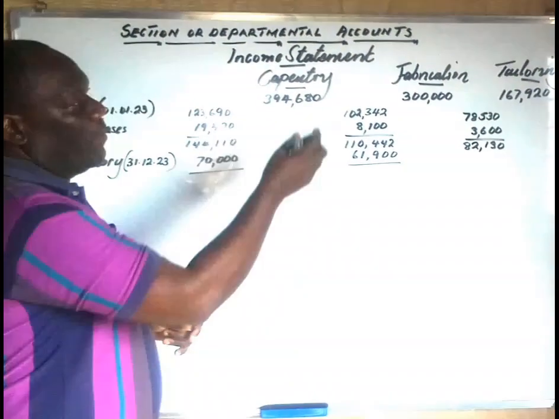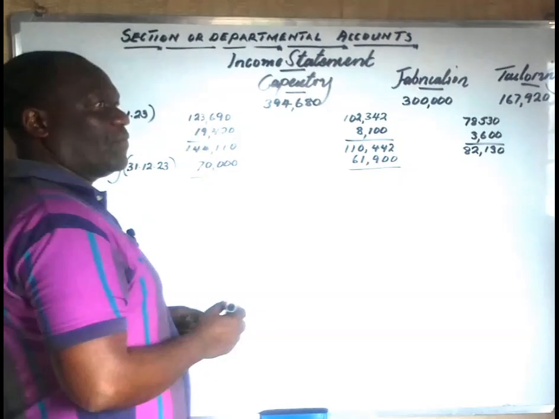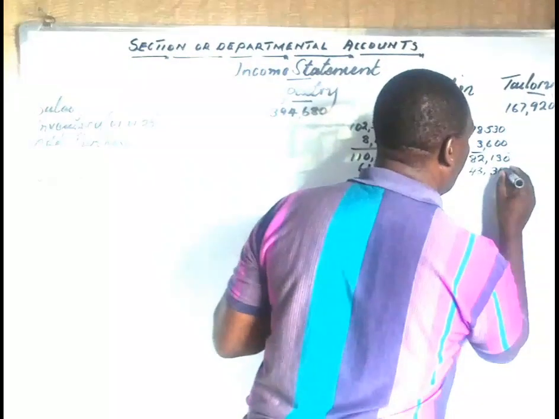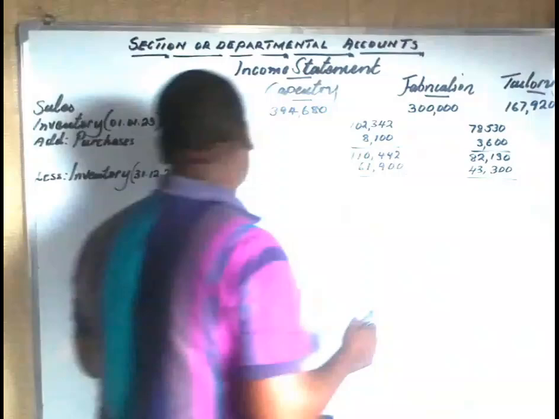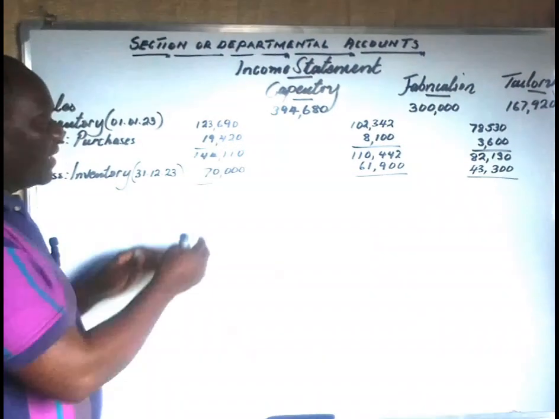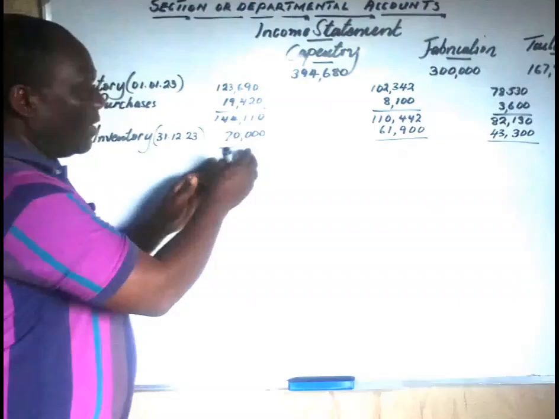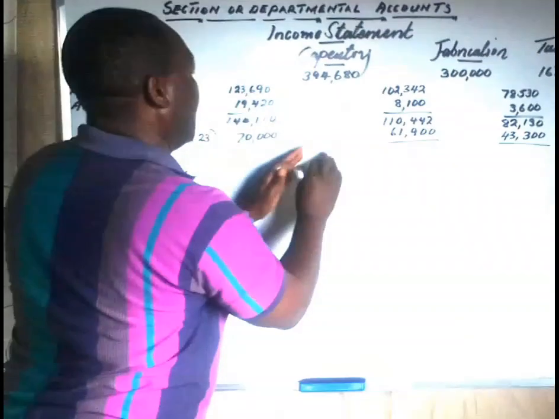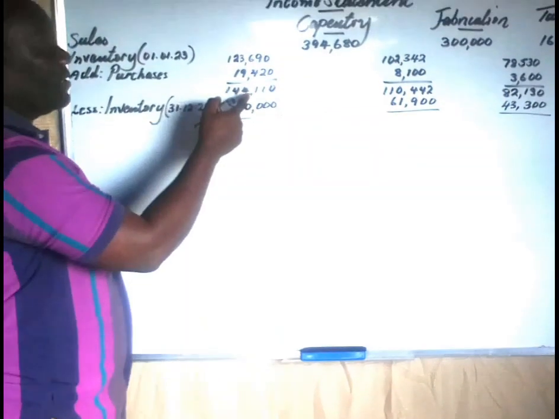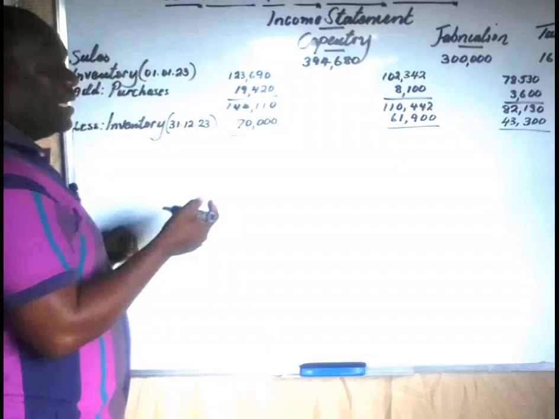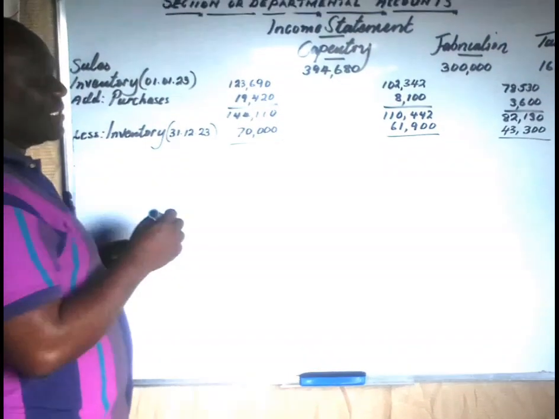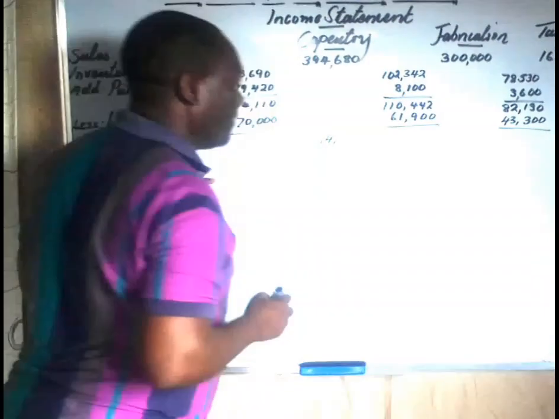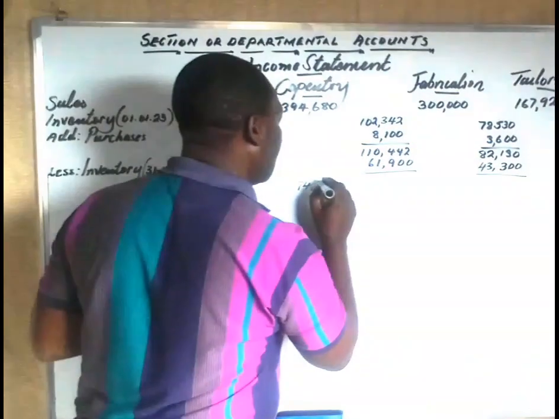Then for tailoring, the closing inventory was 43,300. So let us do our subtraction, and the figure that we are going to get from our subtraction will come here, will come there, and here. So when we say 144,110 minus 70,000, the answer that I'm getting is 74,110. It comes there.